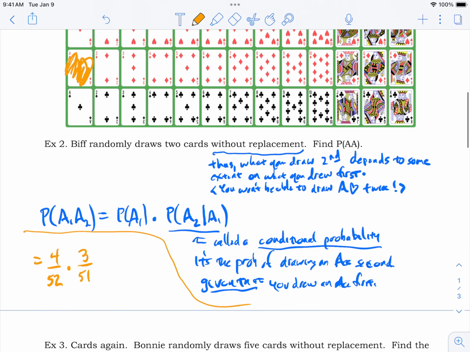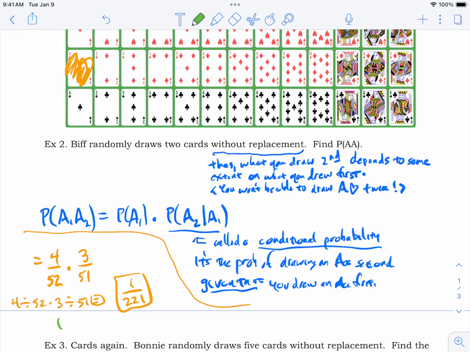And to enter this on your calculator, you could do it this way. 4 divided by 52 multiplied by 3 divided by 51. Hit your equals button, and you will get 1 in 221. About a 1 in 221. You could turn that into a decimal and a fraction and a percent if you like. 1 in 221. Cool. So just for comparison, maybe I'll put this in like a green.